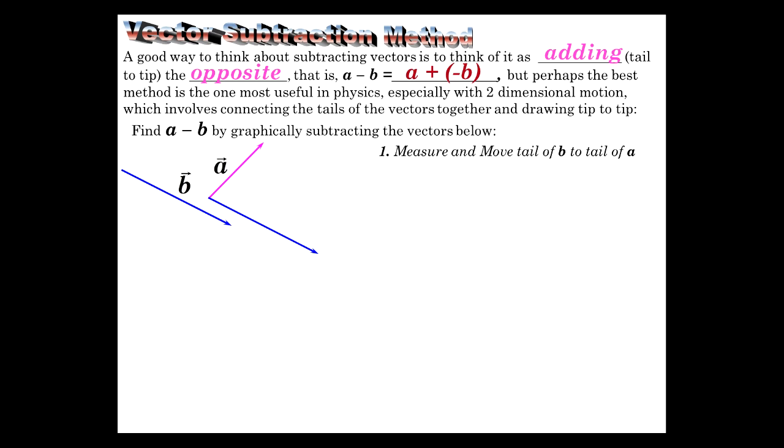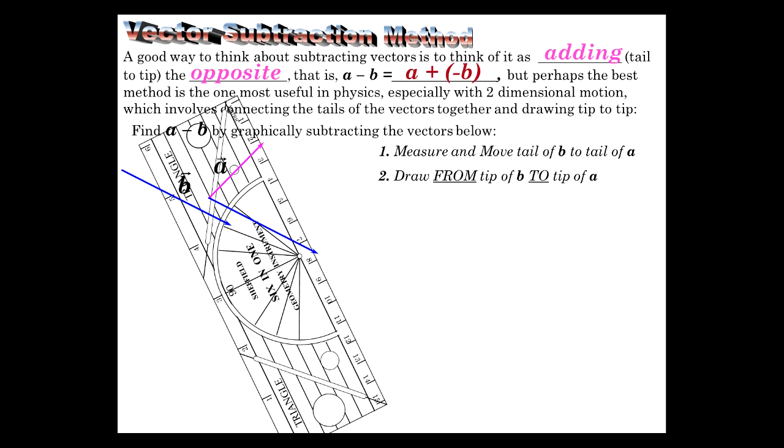So there I've moved the tail of B to the tail of A. Now they're connected tail to tail. So you're going to draw from the tip of B to the tip of A. So that's how you're going to do it. When you have A minus B, with the tips you go from the latter to the former. So B to A, that's the direction you're going to go.